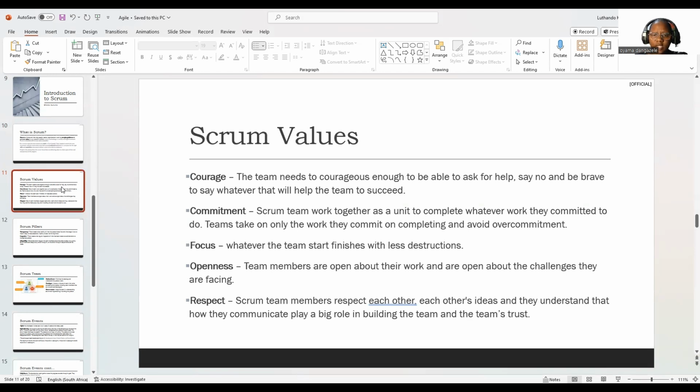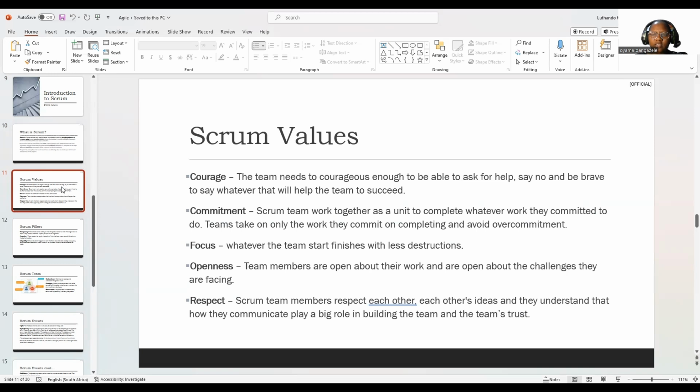Commitment is very important. As a Scrum team, we need to understand that we are working together, we are a unit, and whatever we commit to as a team, we are going to commit to completing, and we will work together to ensure that we meet that goal as a team. We need people that are focused. Meaning that whatever we're working on, we need to ensure that there are fewer distractions. This is where the Scrum Master comes in as well, to assist the team members to ensure that there are as few distractions as possible when we are in the middle of the sprint.